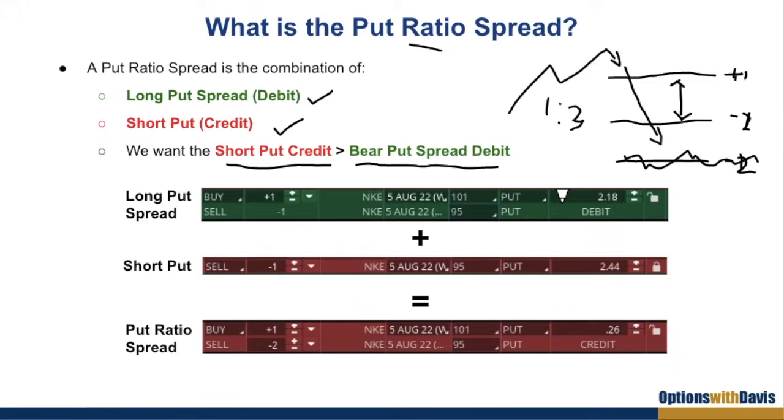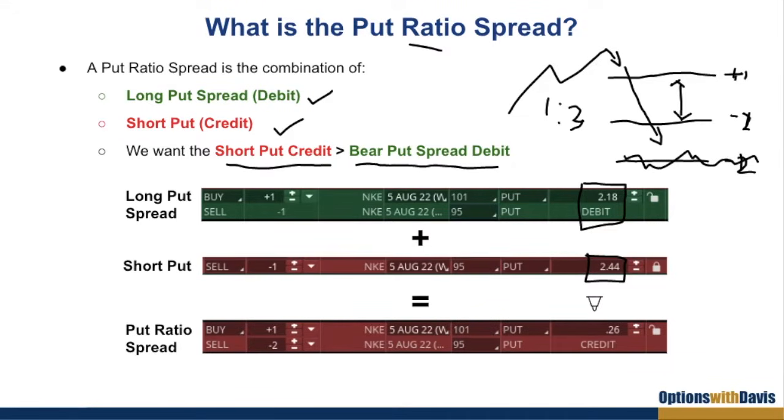All right, so the whole idea of the put ratio spread is you want to route this whole order for a credit, right? A put ratio spread in general is a credit spread because you have the additional short put. The additional short put is meant to finance whatever cost you're paying for the long put spread. So in this example, the long put spread is $2.18, so you have to pay this to buy the long put spread. But then we're going to be selling the put option and we're going to receive $2.44.